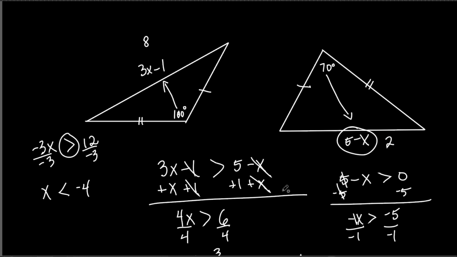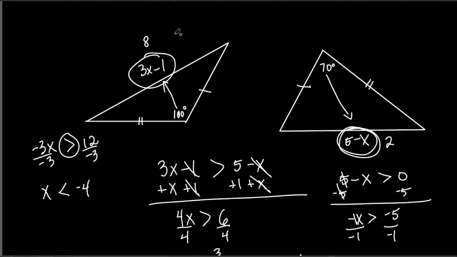Any number that you pick between 1 1/2 and 5, any number, it's always going to make this side bigger than this side. But once you go outside those barriers, like if you go less than 1 1/2, like a 0, let's put a 0 in there. Okay, 3 times 0 is 0, minus 1 is negative 1. You can't even have a length of a side to be negative 1. That's why x could never be less than 1 1/2.